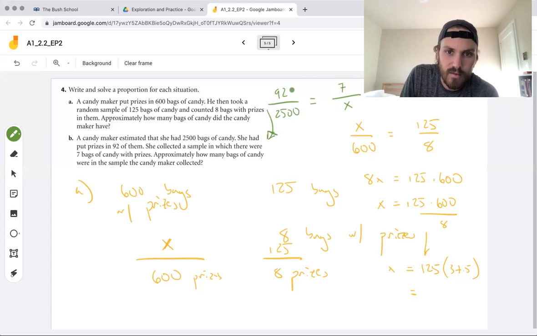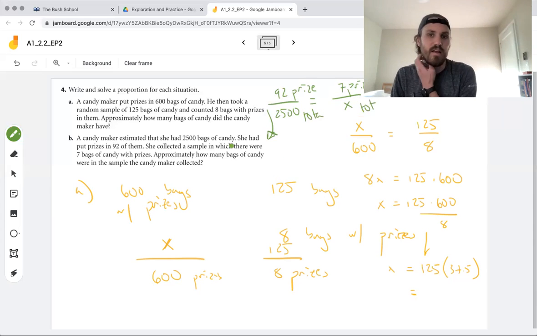This up here is prizes, and this is the total, and this is the total. So that would set that up correctly and have your units match.